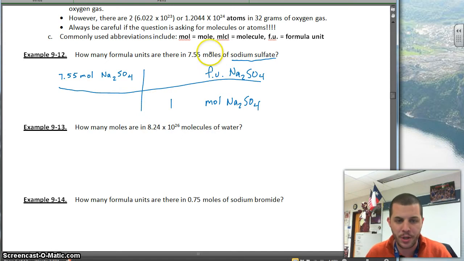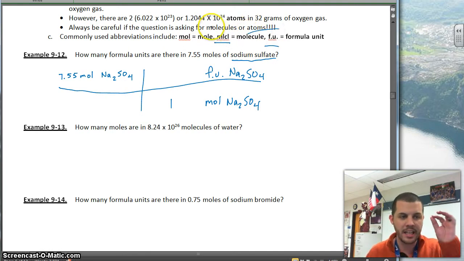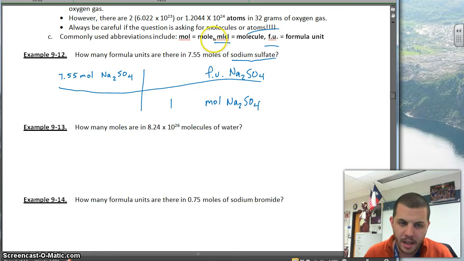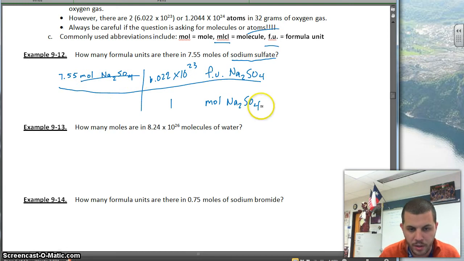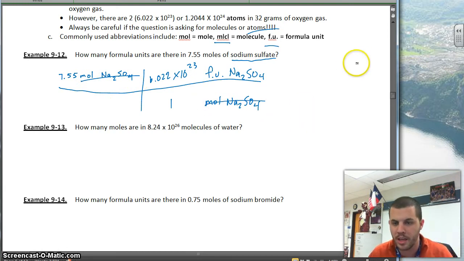But anytime you see atoms, molecules, formula units, particles, anything referring to a very, very tiny individual unit, we're going to use Avogadro's number with that. So 6.022 times 10 to the 23rd. Now we're just going to do this math. Let's cancel our units first. Moles of Na2SO4 are gone, and I'm left with formula units of Na2SO4.